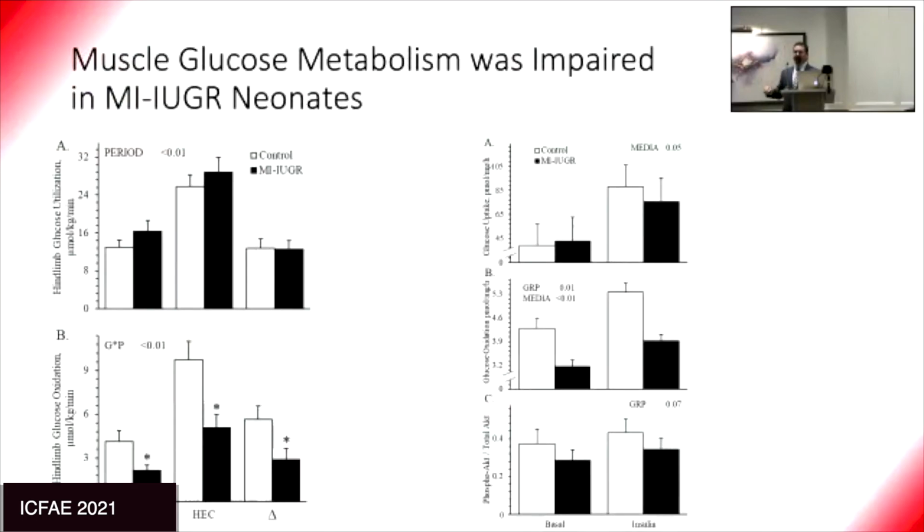And just like in the fetus, glucose oxidation rates were impaired. We see that the uptake rates were not affected, but the insulin-stimulated, and in this case even the basal, glucose oxidation rates were impaired. That was reflected also in the ex vivo skeletal muscle, where we had a tendency for a reduction in insulin-stimulated phosphorylation of AKT.